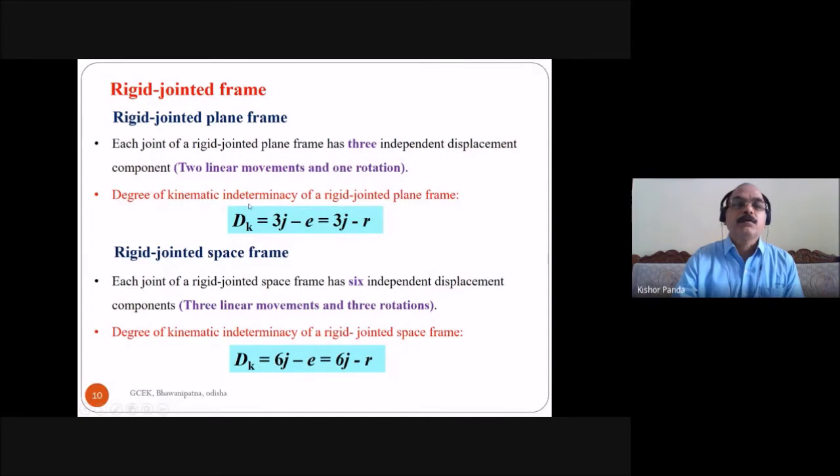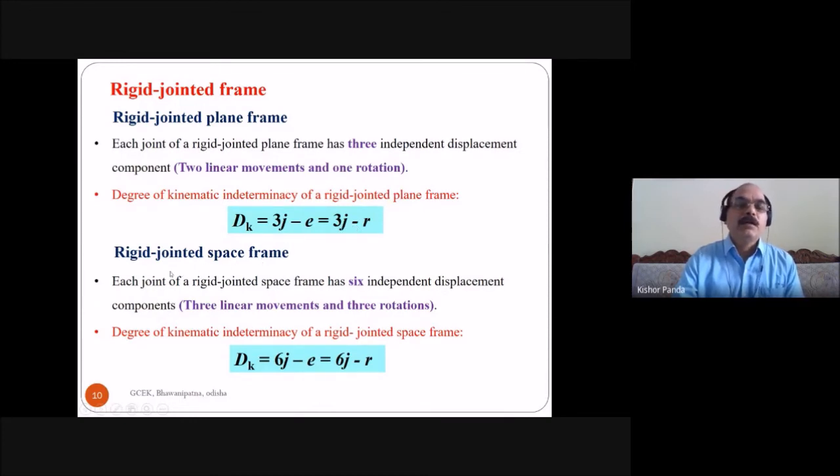So the degree of kinematic indeterminacy of a rigid jointed plane frame, you can find as 3j minus c, which is equal to 3j minus r. Here c is the number of compatibility equations, equal to the number of reaction components. 3j minus c is equal to 3j minus r.